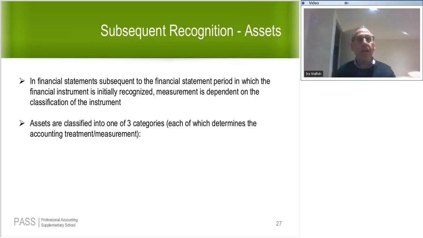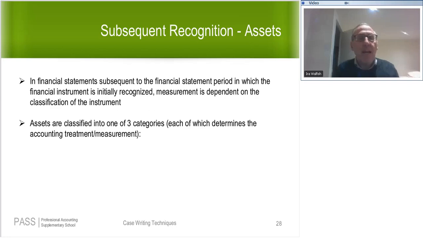Now, where all the fun begins is with subsequent recognition. I mentioned before the FVTPL classification. As you'll see in a moment, there are a number of classifications for financial assets. And depending on how I classify that financial asset, that will have a huge impact on how I account for that asset. So let's take a look now at the detail.